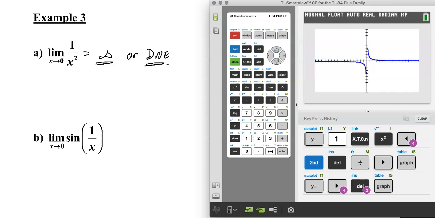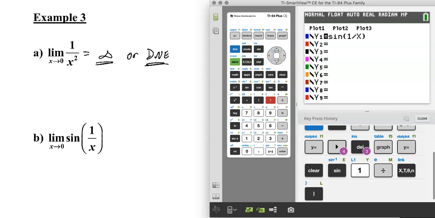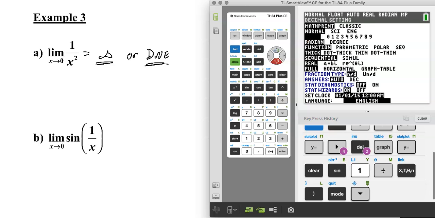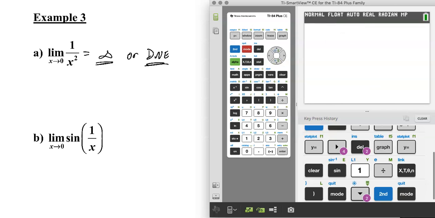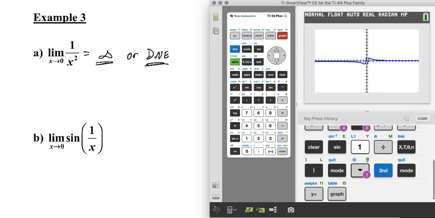Okay, next one I'm going to look at is sine of 1 over x. Just so you know, in calculus, all we ever use is radians. So on your mode, make sure that you are in radians. That would be going to mode, making sure your radians is highlighted down there, and so on. Okay, so on my y equals, I have sine of 1 over x. So let's see what the graph looks like.